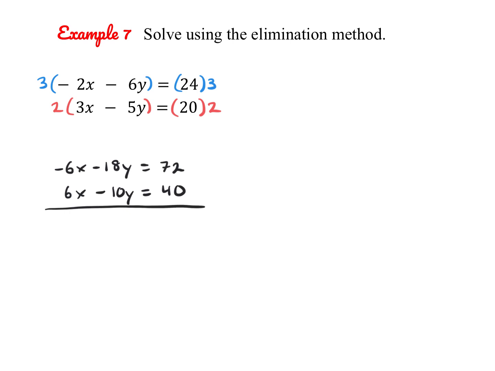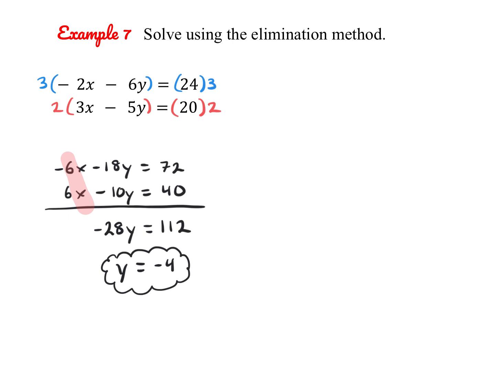And now that I have opposite coefficients, I'm simply going to add vertically down my columns. So you'll see that when I do that, we have negative 6x plus 6x, so the x's eliminate. So that leaves me with negative 28y equals 112. And then if we finish solving by dividing both sides by negative 28, we get y equals negative 4.